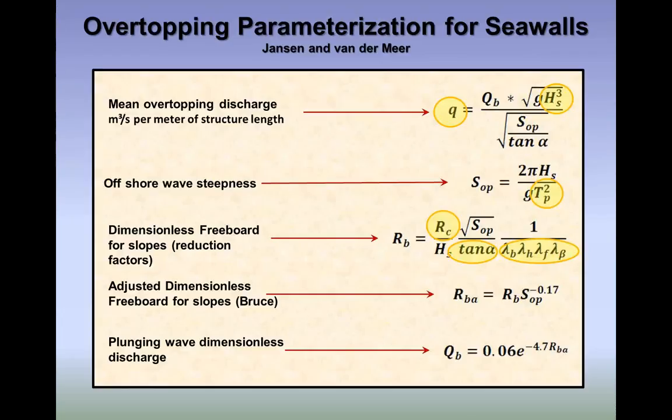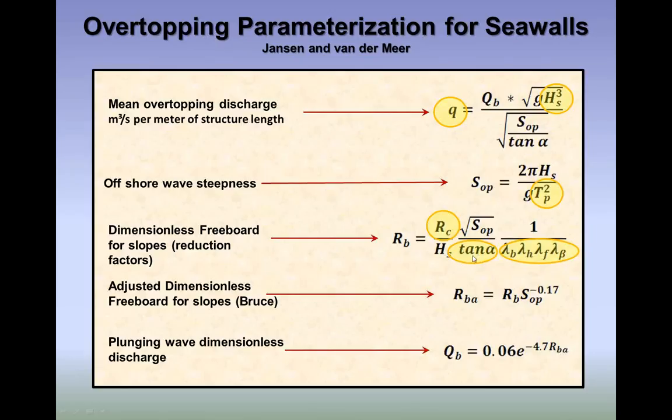And here's the parameterization that I've been using for a seawall. I won't get into this too deeply unless someone wants to during the question and answer session. But Q is the overtopping volume. It's in units of cubic meters per second per meter length of the seawall. Rc is the freeboard, which is measured from the top of the seawall to the still water level.